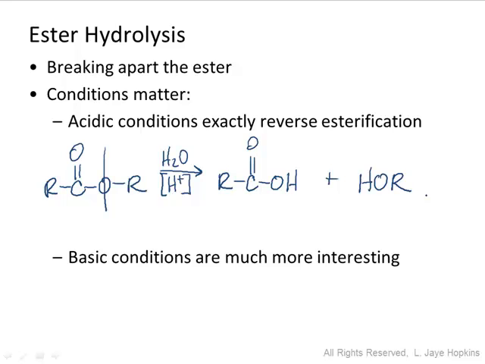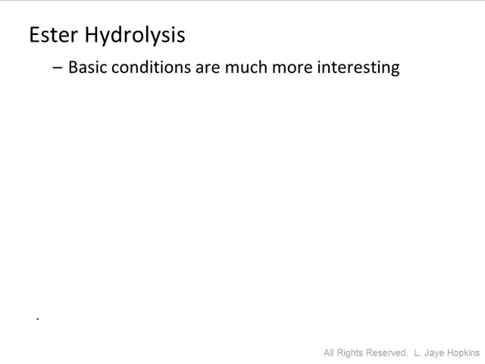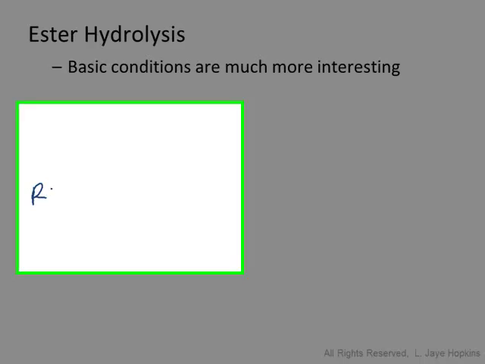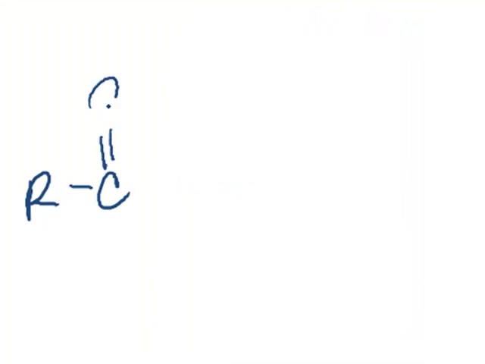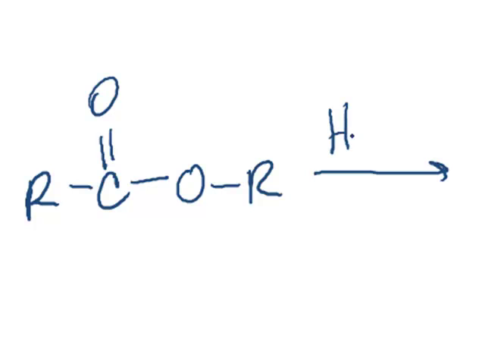Basic conditions, however, are much more interesting. Here's why. Let's start by actually thinking about the hydrolysis the way we did for acidic conditions. We have an ester functional group, and we imagine that we're essentially going to use water to break apart the molecule. Where the molecule breaks is essentially where the carboxylic acid and alcohol would have initially come together to synthesize the ester in the first place.